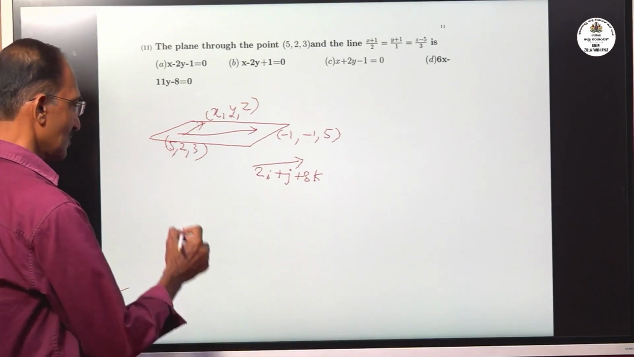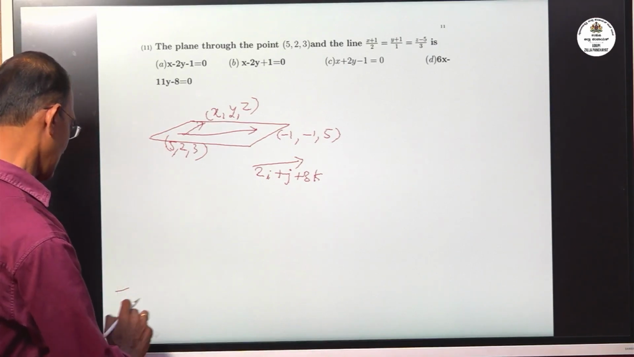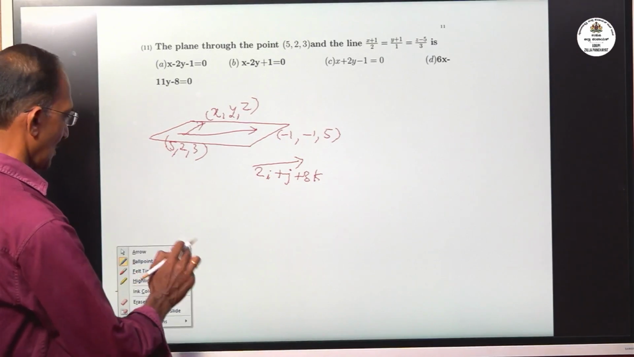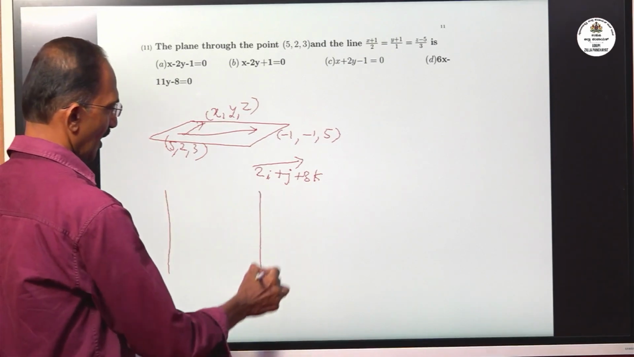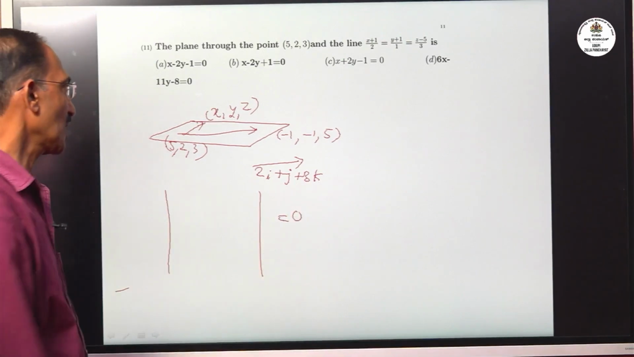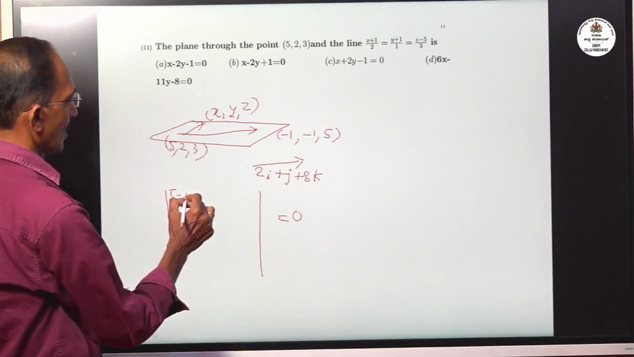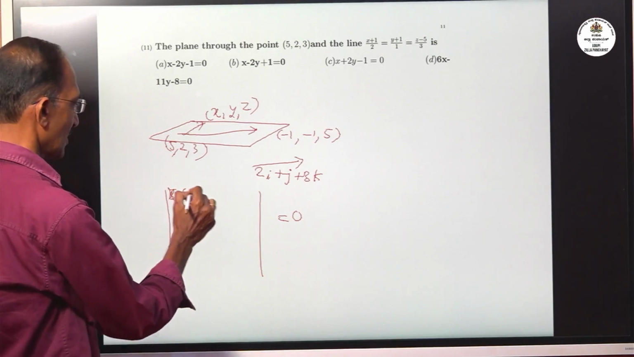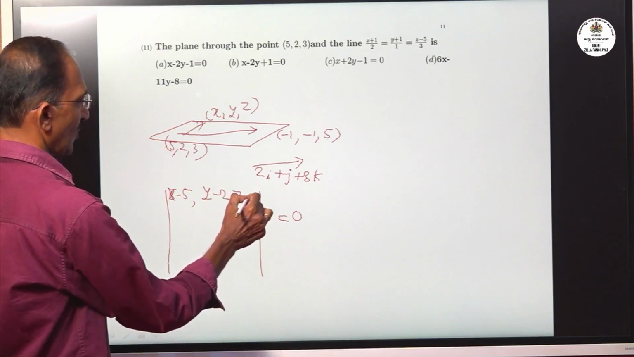So to make an equation, just consider that the volume of the parallelepiped must be equal to 0. This relation is required to get the equation. So what is the first vector? That is 5 minus x, so better you write x minus 5. I write x minus 5, y minus 2, and next z minus 3.